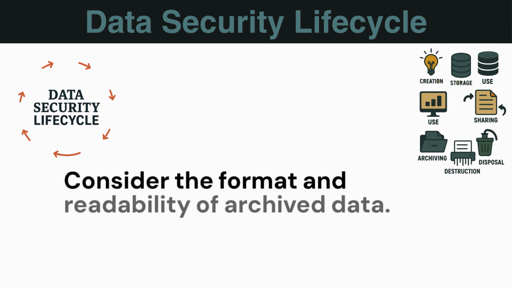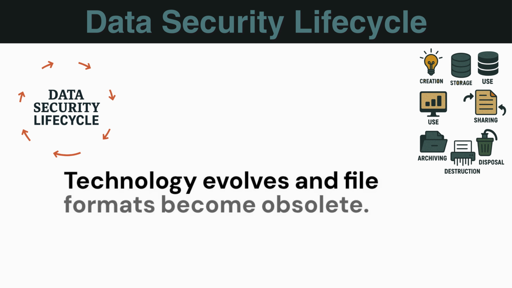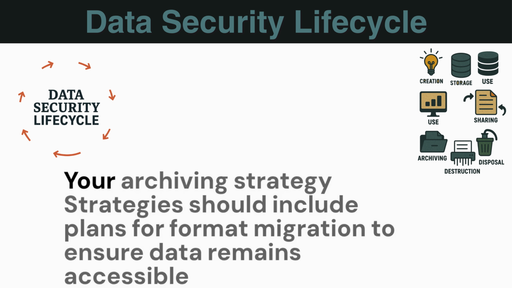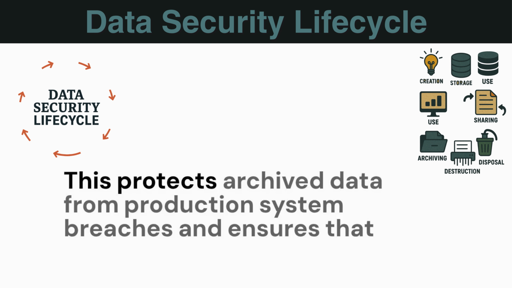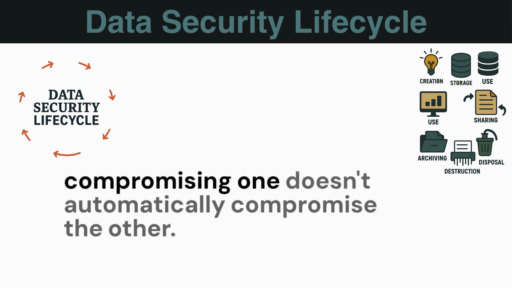Consider the format and readability of archived data. Technology evolves and file formats become obsolete. Your archiving strategy should include plans for format migration to ensure data remains accessible as technology changes. Archive storage should be separate from production systems, both logically and physically. This protects archived data from production system breaches and ensures that compromising one doesn't automatically compromise the other.